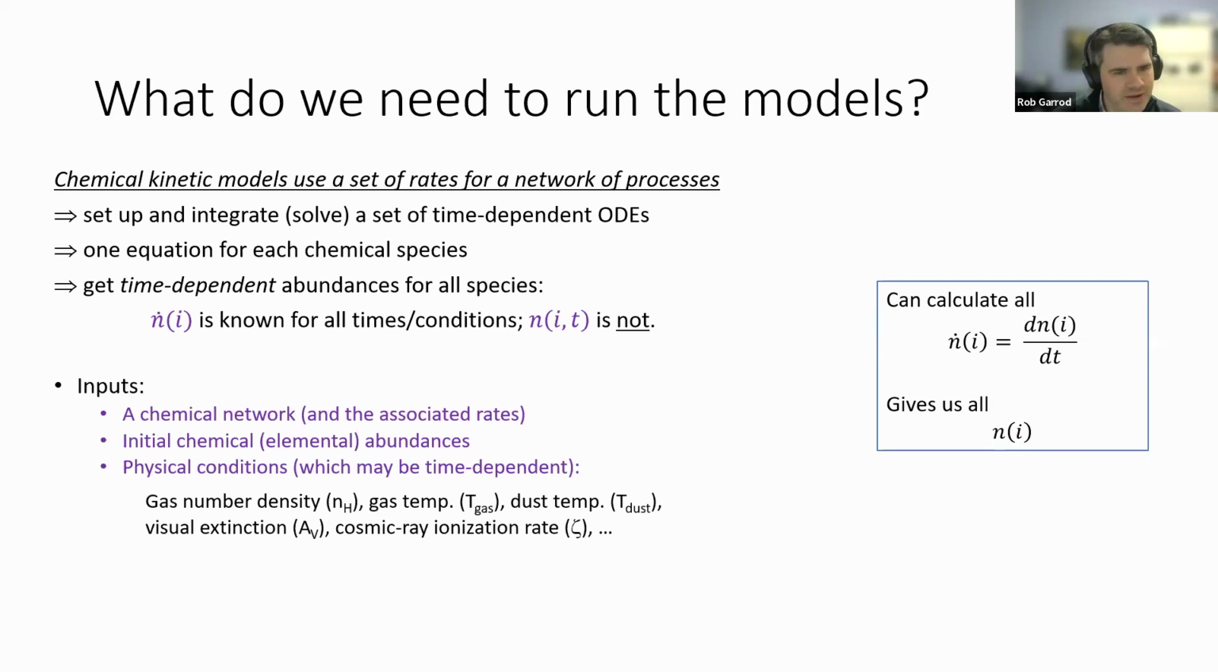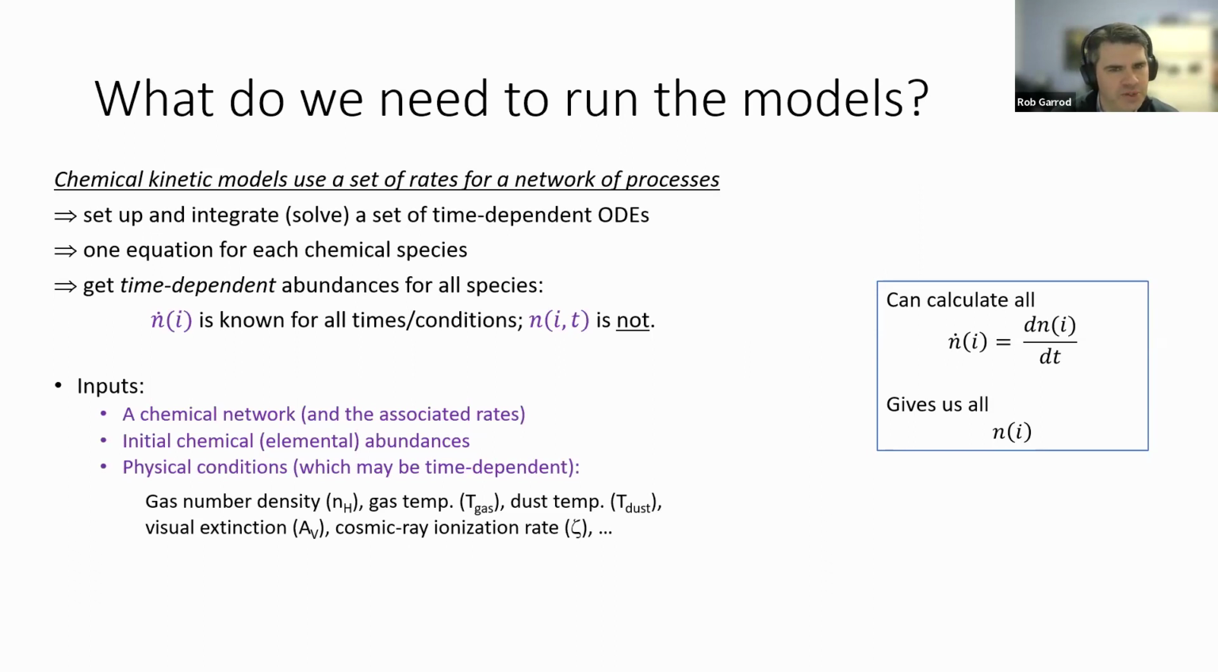All right, so the physical conditions we're often interested in then are gas number density, often just called density, but it has this very special designation, n subscript H. Okay, and so it's the number density of total hydrogen. I'll get to that in a second. The gas temperature is also going to be crucial for the gas chemistry. Dust temperature will be important for the grain chemistry.